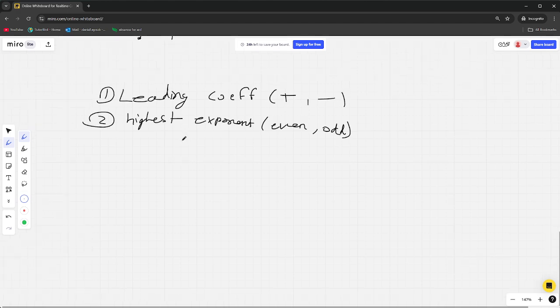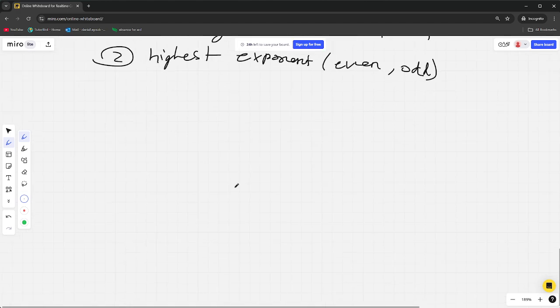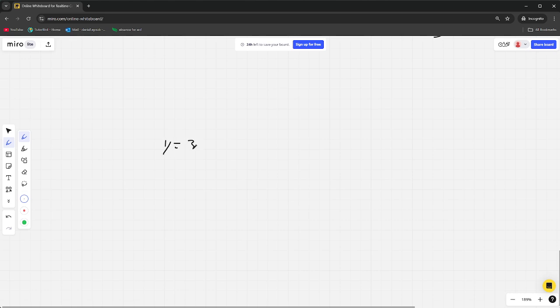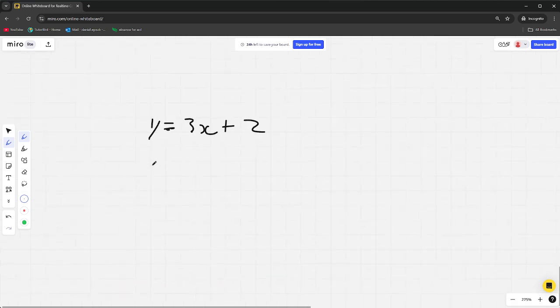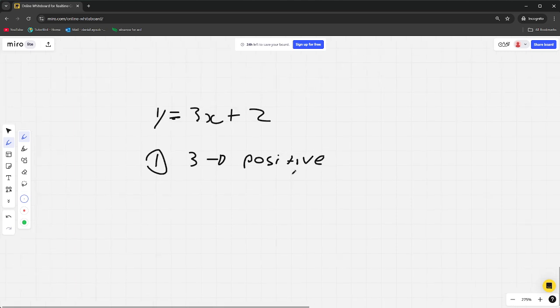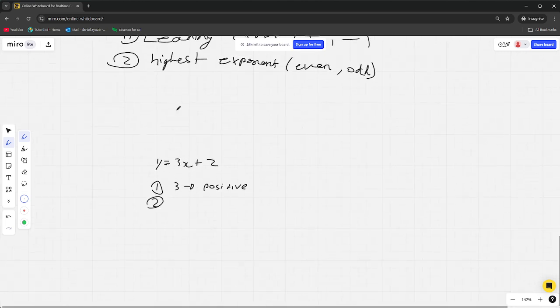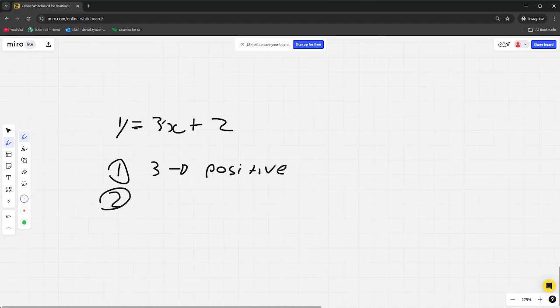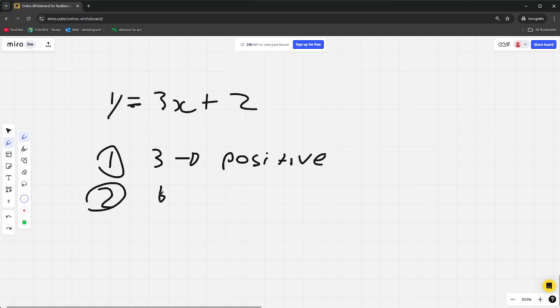Well, let's start off with a function that we're very familiar with at this point. If we were to do something like y is equal to 3x plus 2, we're going to find our leading coefficient here. So our leading coefficient is 3, which is positive. Next, we need to find our highest exponent. We can look at 3x plus 2 as 3x to the 1 plus 2x to the 0. What that means is our biggest exponent is 1, which is an odd number.